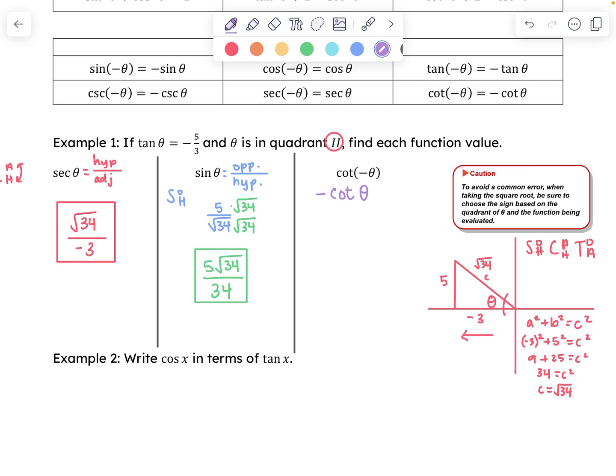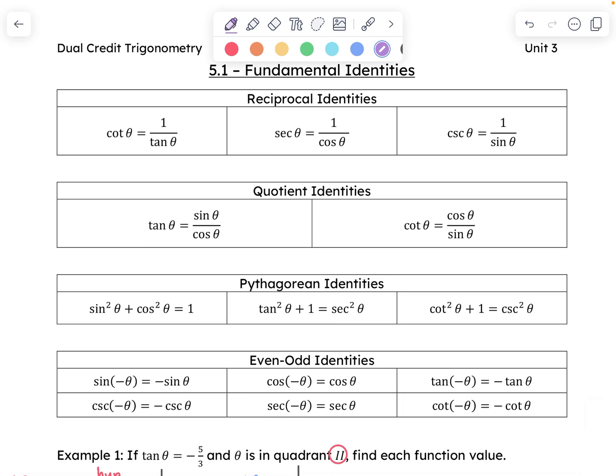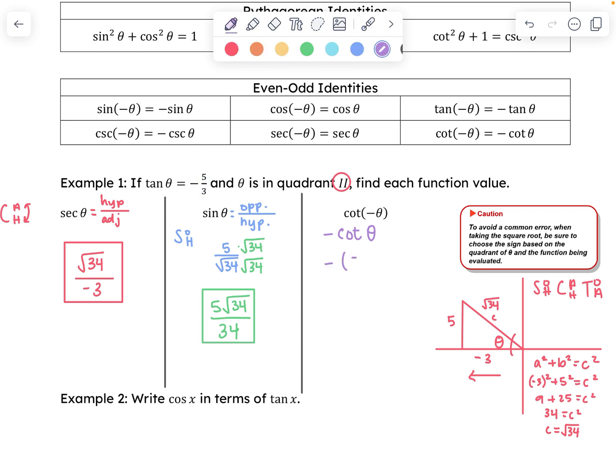And then I'm also going to use my reciprocal identity up here that cotangent is just 1 over tangent. And it already tells me my tangent is negative 5/3. So I'm just going to flip that. This is going to be a negative of negative 3/5. That's going to give me positive 3/5, because I already know what tangent is. It gave me that in the question.